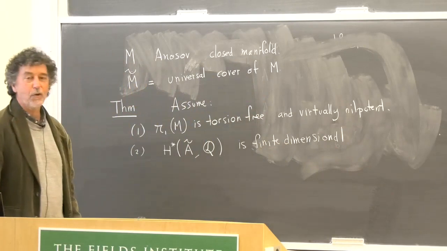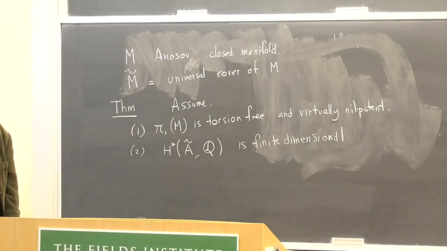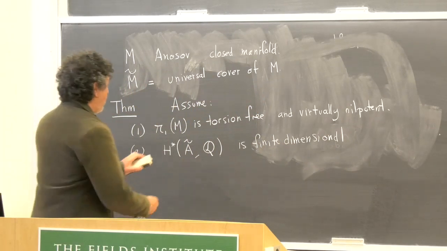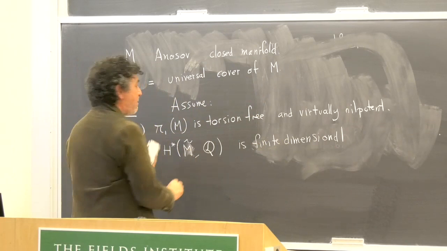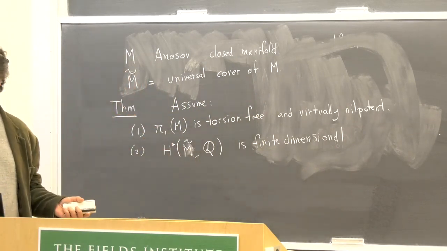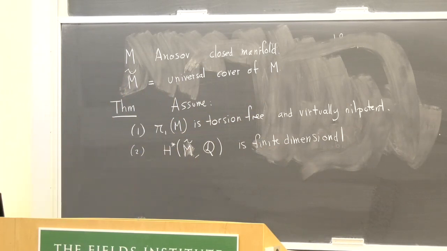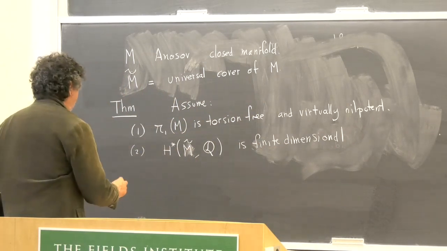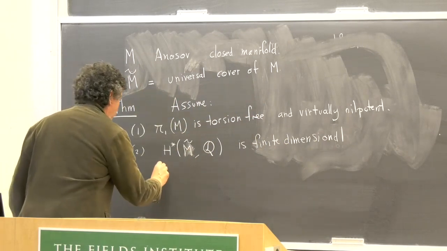Assume that the universal cover has finite Betti numbers. Of course, M is a closed manifold, so the cohomology of M has finite Betti numbers, but for M tilde it's not always the case. And then conjecture one holds.